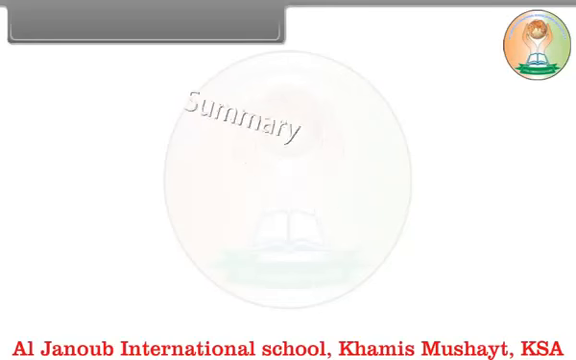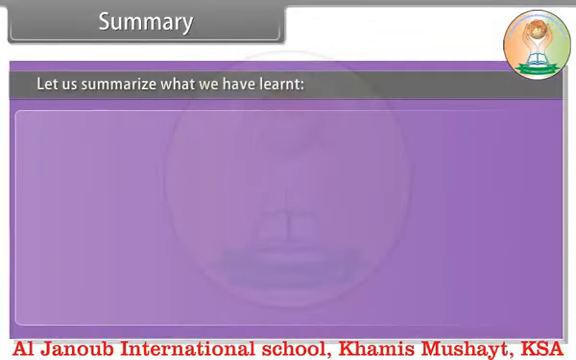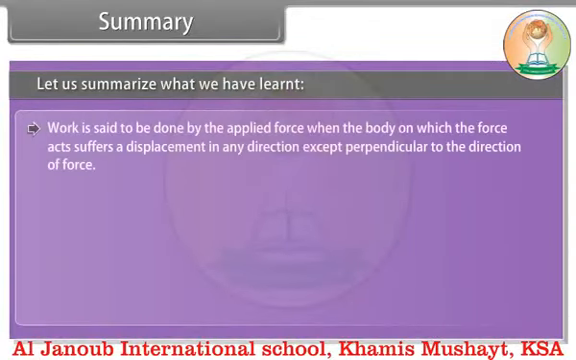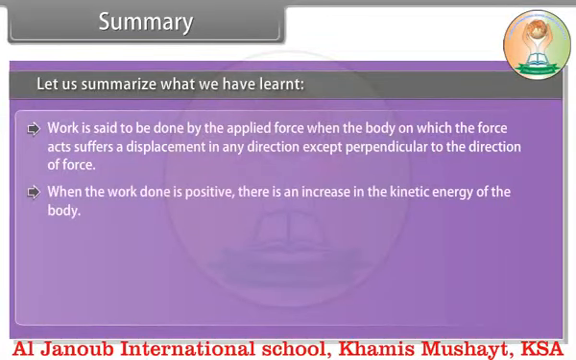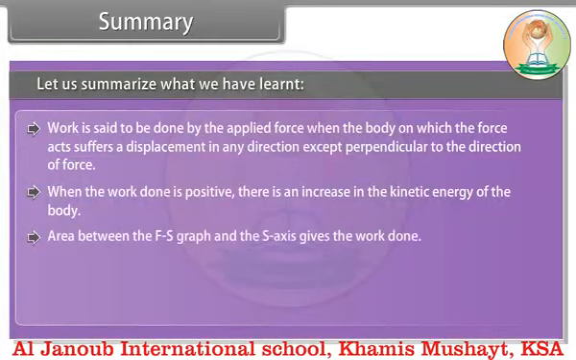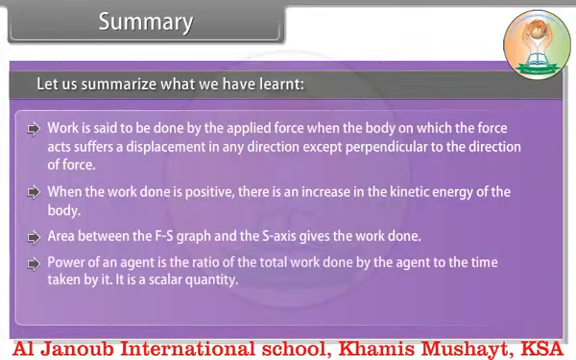Summary. Let us summarize what we have learned. Work is said to be done by the applied forces when the body on which the force acts suffers a displacement in any direction except perpendicular to the direction of force. When the work done is positive, there is an increase in the kinetic energy of the body. The area between the F-s graph and the s-axis gives the work done. Power of an agent is the ratio of the total work done by the agent to the time taken by it. It is a scalar quantity.